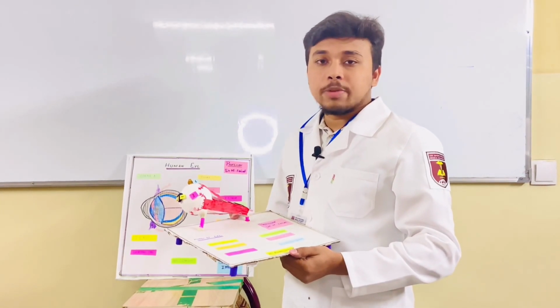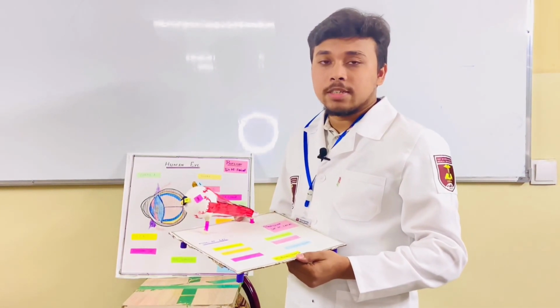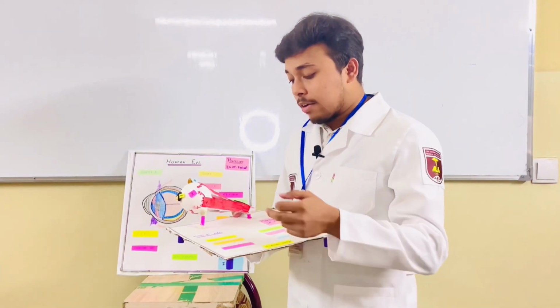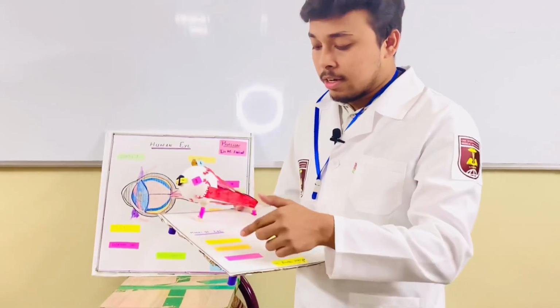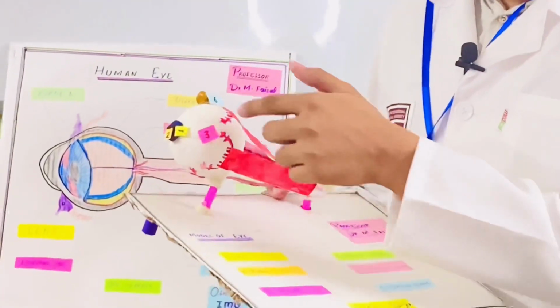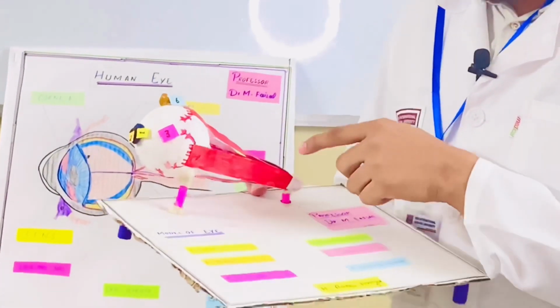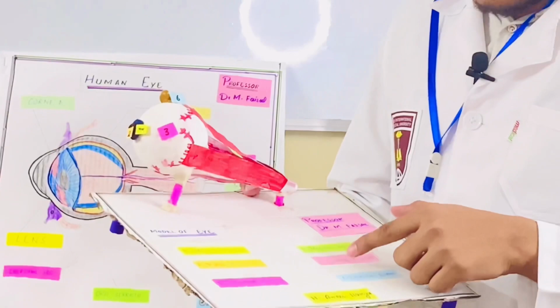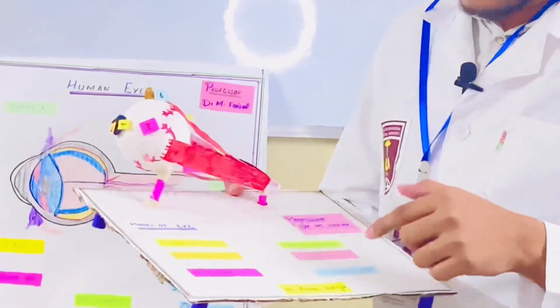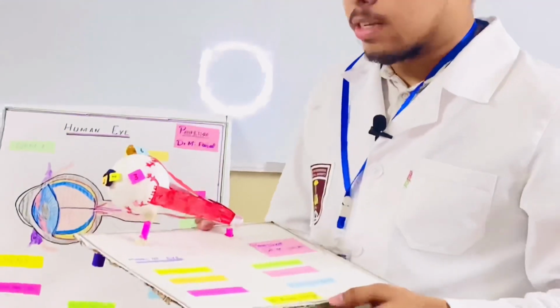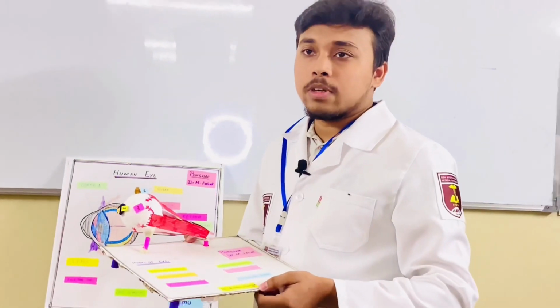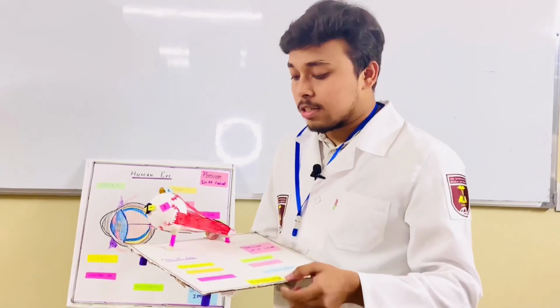Today I am going to represent the structure and functions of the eyes. First of all, we have number 1 iris, number 2 pupil, number 3 sclera, number 4 rectus muscles, number 5 circle of Zinn, and number 6 lacrimal glands. Now I am going to tell you about the functions of these structures.